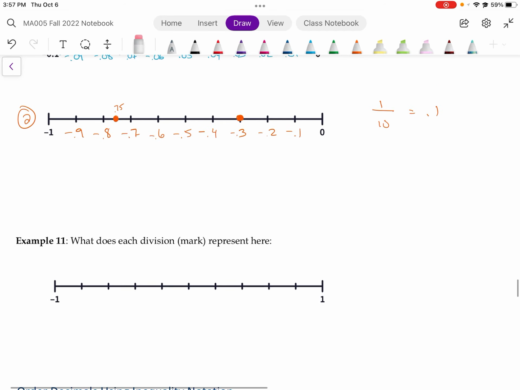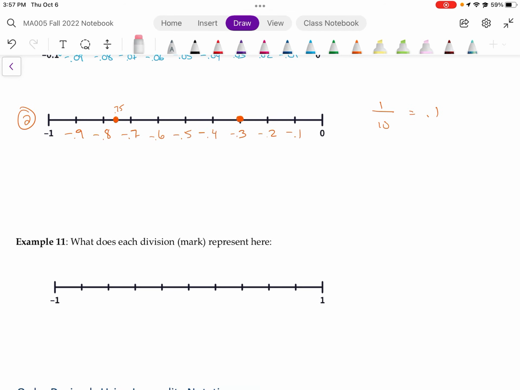All right, so what does each division or mark represent here? Well, we're going from negative 1 to 1. So our interval is going to be 1 minus negative 1 over 1, 2, 3, 4, 5, 6, 7, 8, 9, 10 over 10. That is 2 over 10 over 10. So each one actually represents 0.02. Okay. So be careful when you do these on Lumen because they don't show you every single division.